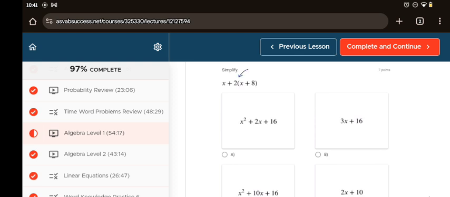So it says simplify x plus 2, parentheses, x plus 8. Because there's nothing between the 2 and the parentheses, we actually multiply. So we distribute to everything inside. We leave our x plus, and then let's multiply to everything inside. 2 times x is 2x. 2 times 8 is 16. So this is x plus 2x plus 16.